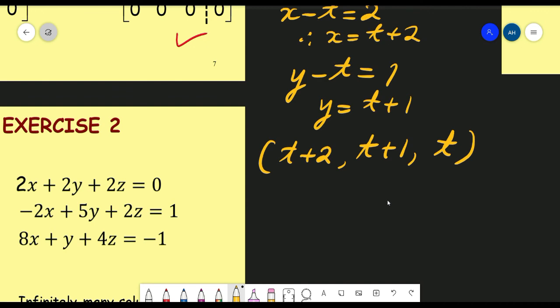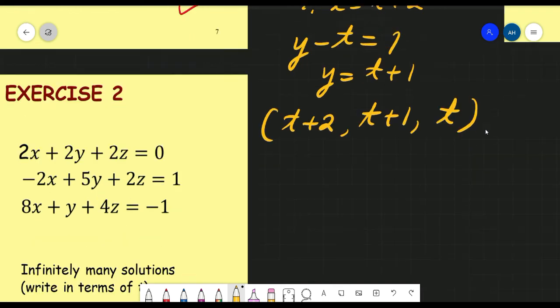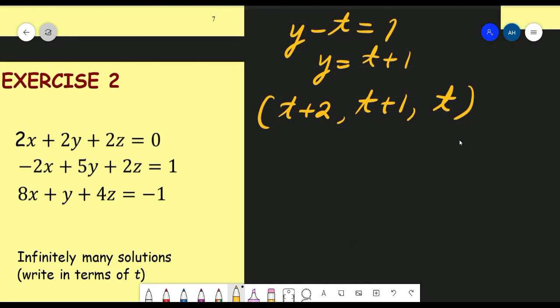If you don't mind, give me an example of a solution. Of course, we can give. Now, let's substitute the value for t. t can be any number, you know. So, for example, let's substitute t equal to 0. Let's suppose that t equal to 0. So, what will be the value for x? x will be t plus 2. That is 0 plus 2. x will be equal to 2.